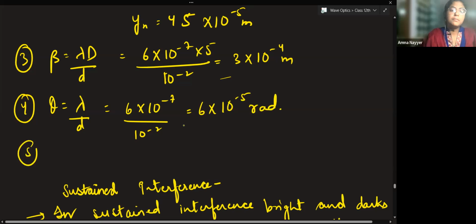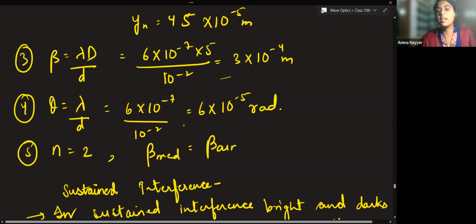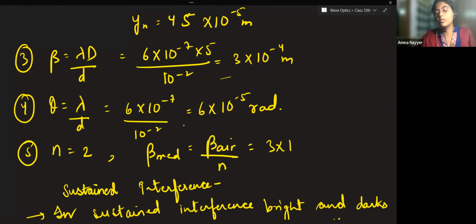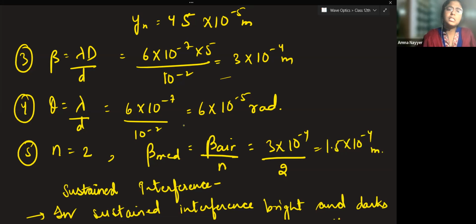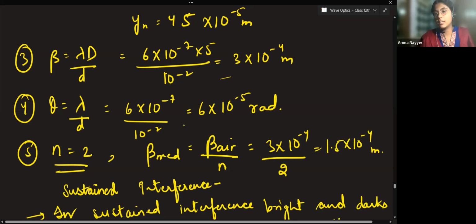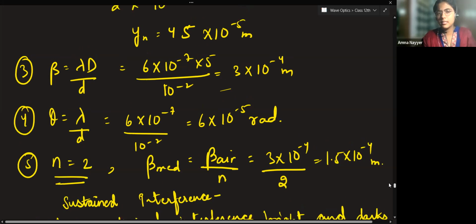Now what I'm saying, somehow let's say refractive index is given to you as 2. This is the additional part that I'm saying. So beta in air is this. So beta in this medium will become what? Beta in air by refractive index. That is 3 into 10 to the power minus 4 by 2. Got it? That is 1.5 into 10 to the power minus 4 meters. This is just additional part if somehow you have the refractive index as 2. Clear? Formula based it is.